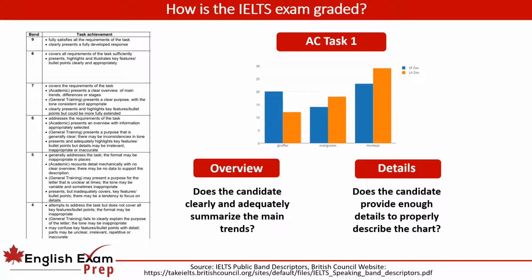Okay, look at a 7 here. It presents a clear overview of main trends, differences, or stages. That's why we're going to put this right at the beginning. We're going to make that overview right at the beginning, as we'll see in the next video. And then it clearly presents and highlights key features, but could be more fully extended. Okay, that's fine. And then an 8 is somebody who is very clearly doing everything. The 9 is perfect, perfect, perfect.